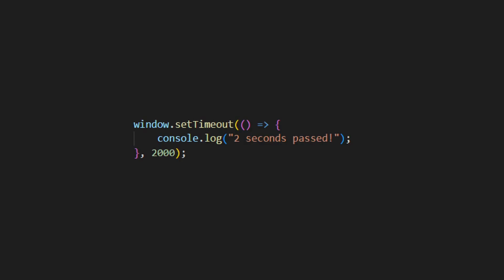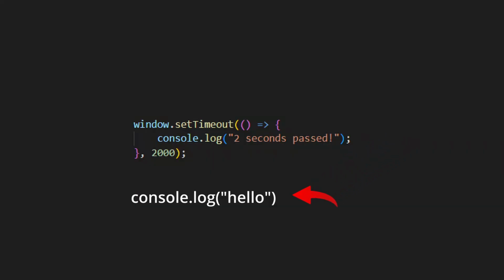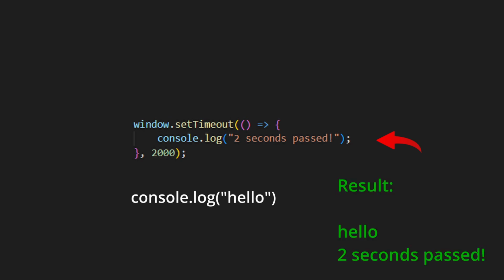And if you want to run something after 2 seconds for example, you can write the following code, window.setTimeout, and then 2 arguments. The first argument is a function, what you want to run. The second argument is the delay in milliseconds. 1000 milliseconds is equal to 1 second. Just a side note, setTimeout doesn't block the rest of the code. JavaScript moves on to the next line and moves back to it later on after the timeout has passed.